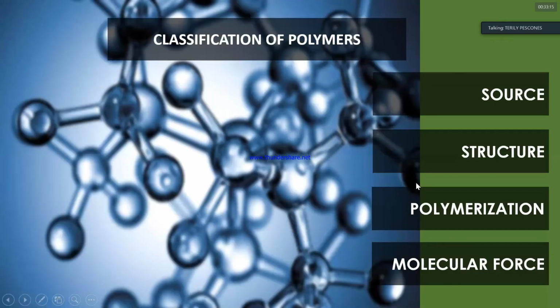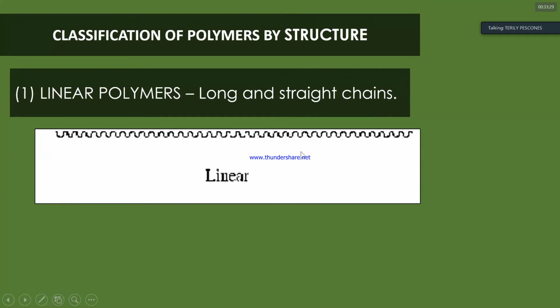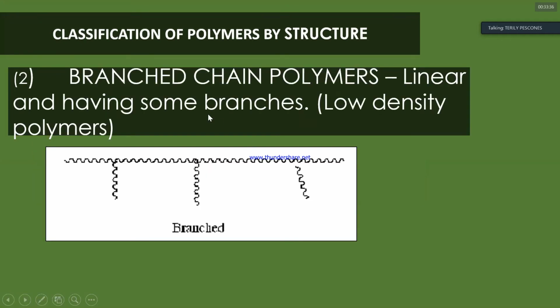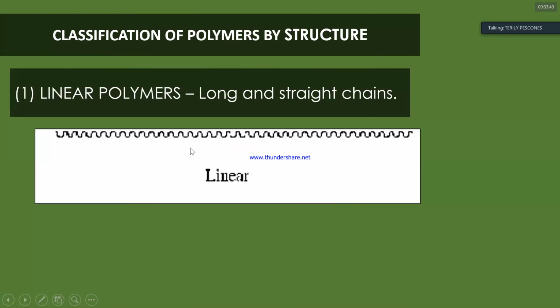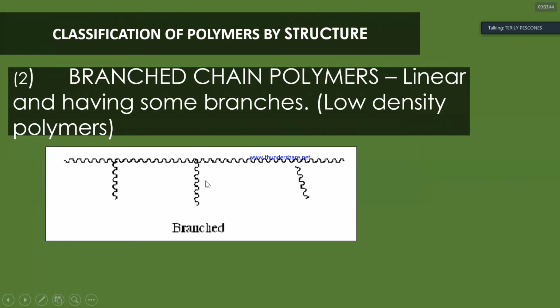So next we have the source. Okay? So under structure, under the source, we have the natural, synthetic, and semi-synthetic. Then under structure, we have linear, which is a long and straight chain. Then we have the branch chain polymers. So you saw the difference. Okay, linear. And then next we have the branch chain polymers.